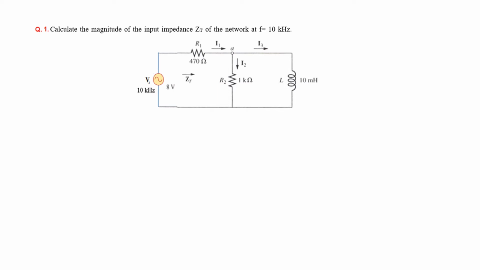Question number 1, calculate the magnitude of the input impedance. So this is the input impedance at this point for a network when the frequency is 10 kilohertz. So this is the input signal, 8 volt, and 10 kilohertz is the frequency. So we have to find the input impedance. So let's proceed. As this is the portion, we just separate this. So this is the portion where we'll calculate the impedance.